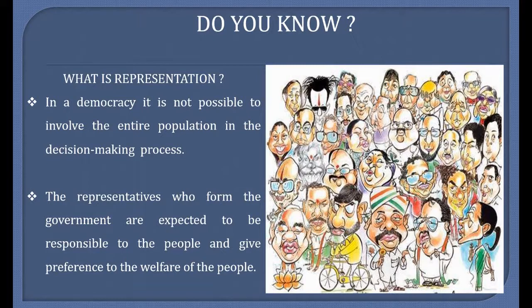As we all know, India is a big country and it is not possible for every individual to have the time and knowledge to take decisions on all matters related to society or politics. So this resulted in the beginning of electing some people on behalf of the entire population as representatives who would run the government. These representatives who form the government are expected to be responsible to the people and give preference to the welfare of the people.